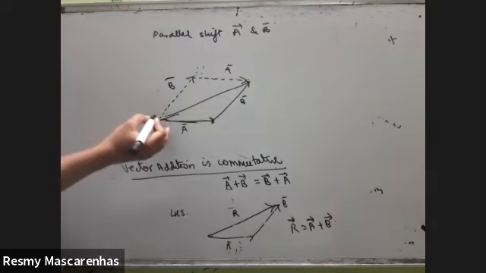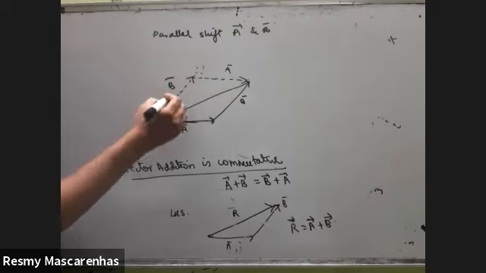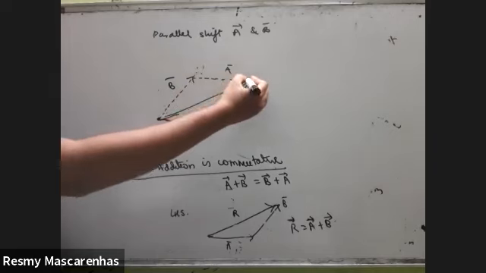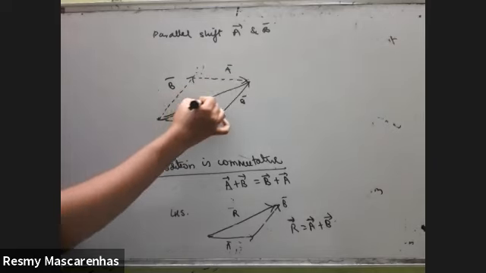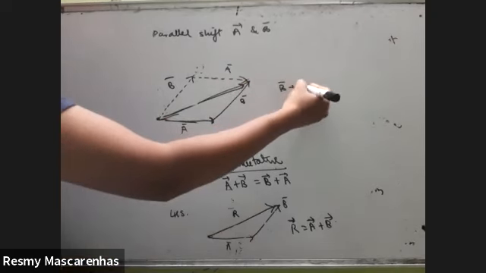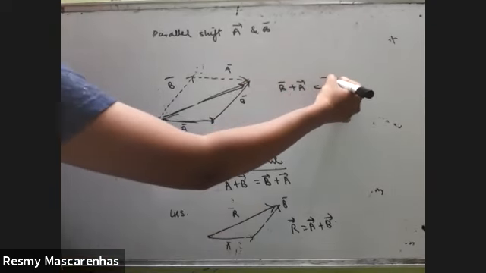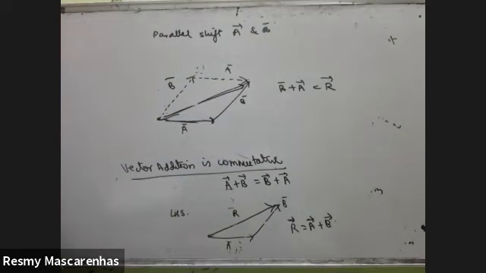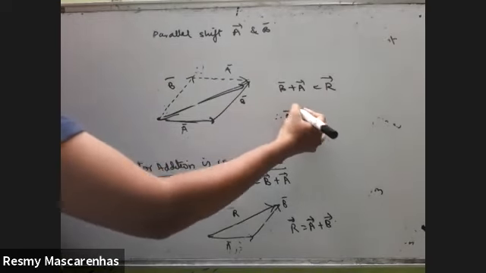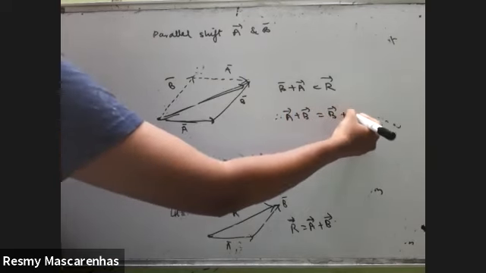Now check B bar plus A bar. This fellow is the starting point now, and this fellow is the ending point. So where is your resultant? It's the same R. B bar plus A bar is also equal to R. So therefore, A bar plus B bar is the same as B bar plus A bar.